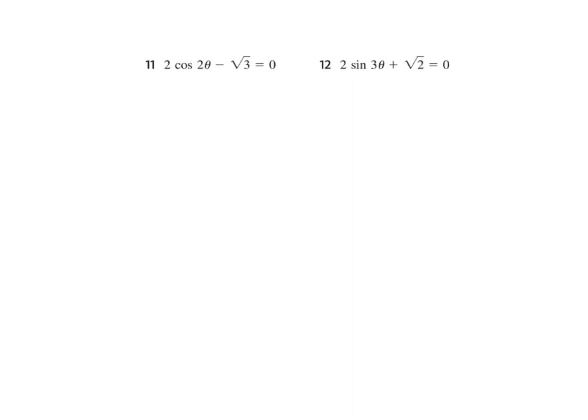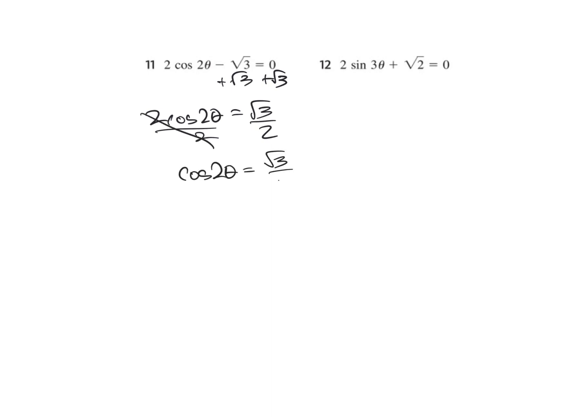2 cosine 2 theta minus square root of 3. So now let's start to solve. We'll add square root of 3. So 2 cosine of the double angle equals the square root of 3. We divide off the 2, which is that coefficient. So the cosine of the double angle is the square root of 3 over 2.